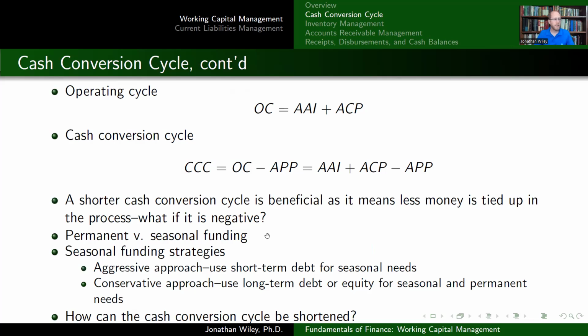Now, that does bring up an interesting discussion as it relates to permanent versus seasonal funding. So notice that we do have money that's typically going to be tied up in these inventories and these receivables. And that's potentially going to fluctuate throughout the year. But for a normal business, we're just going to have some amount of money that is basically tied up in inventory and receivables all the time.